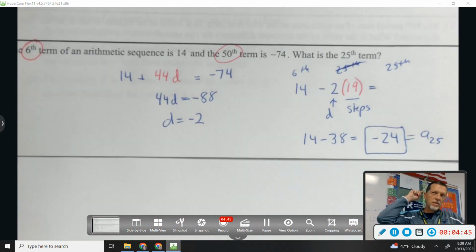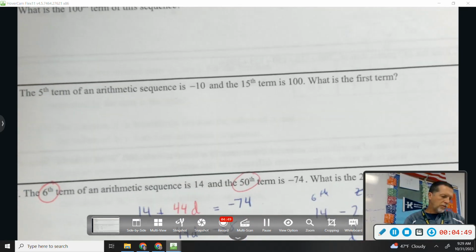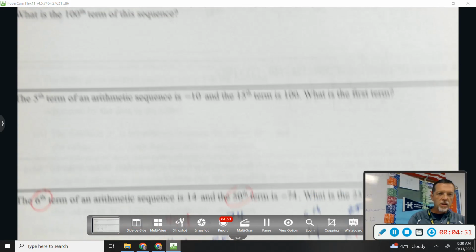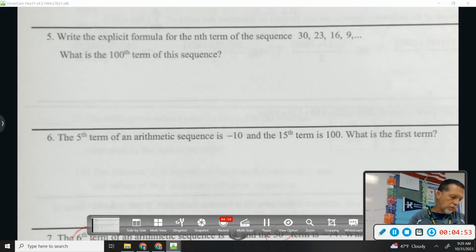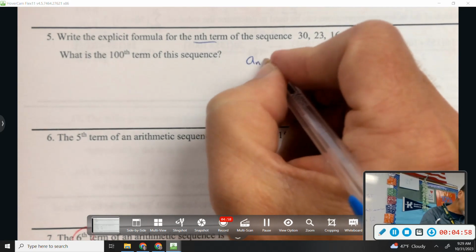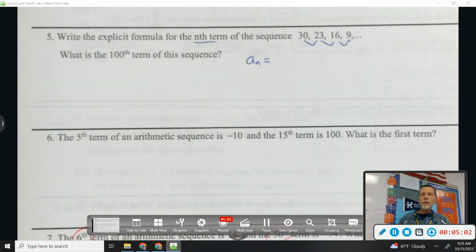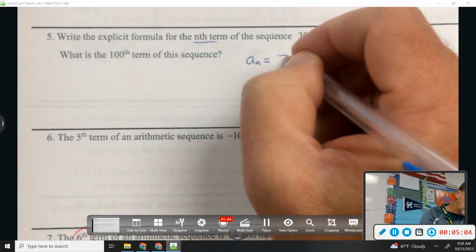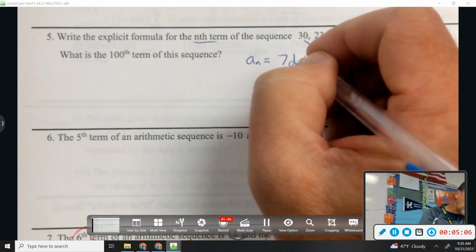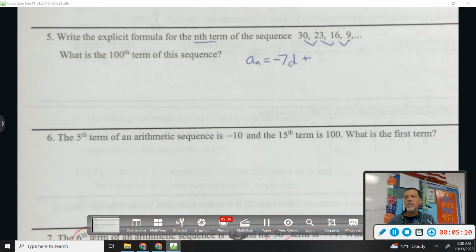Yes. Write the explicit formula for the nth term. And what is the 100th term? Okay, so the nth term, that's a sub n. The common difference is 7. So 7n plus, oh, wait a minute. The common difference is negative 7, going down by 7.